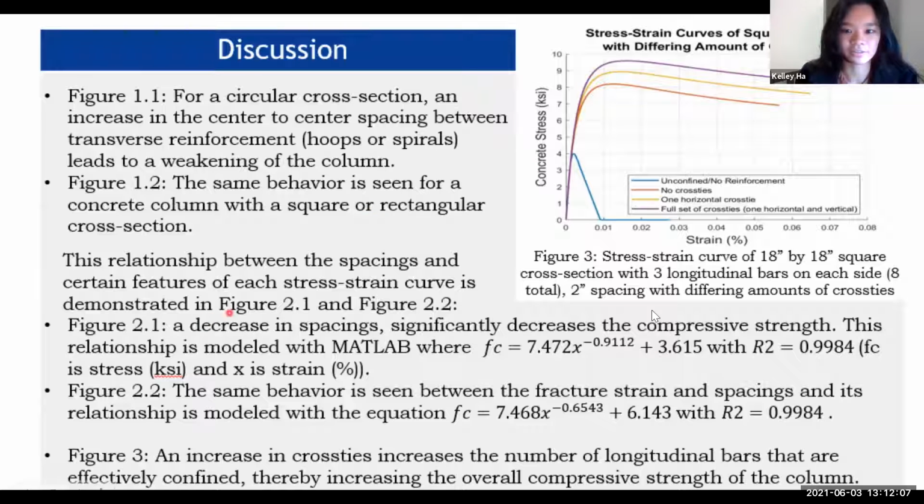And then also, the relationship between the compressive strength and the spacings can be modeled using MATLAB with the best fit curve, and the relationship can be seen with this equation right here. And similar for the fracture strain and the spacings, an equation was found using MATLAB. And lastly, for this third figure here, increasing the cross ties increases the number of longitudinal bars that are effectively confined, which then overall increases the compressive strength of the column.